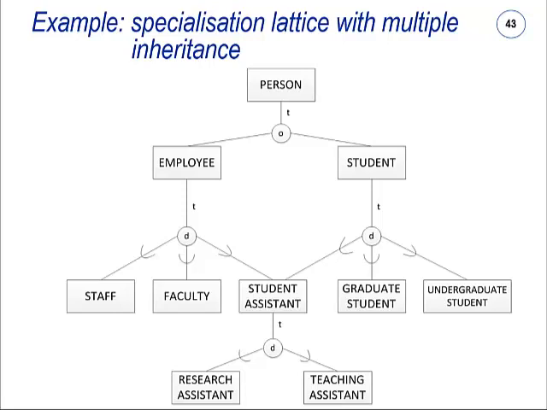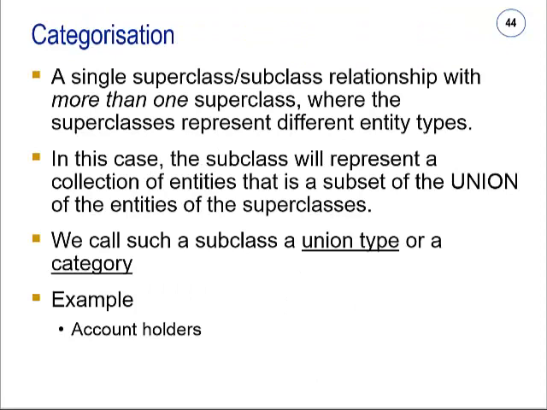This is then a specialization which is total and disjoint. This finishes our discussion of the first extension of the EER model, which was the idea of specialization, top-down analysis, or generalization, bottom-up synthesis.